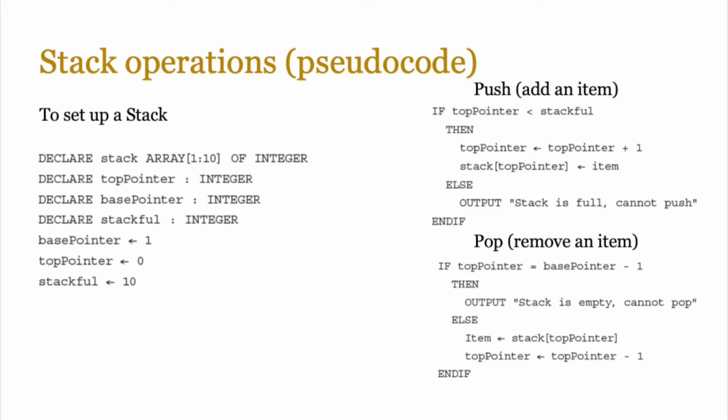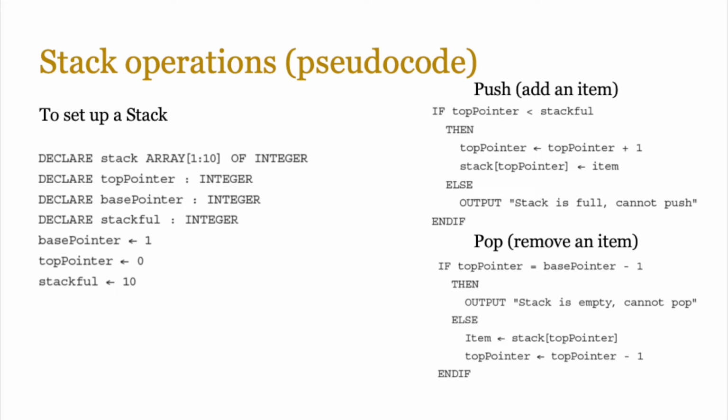To remove an item, the pop operation will do another comparison. In this case, we'll compare the top pointer and check if it's equivalent to the base pointer minus 1. So that basically means it hasn't reached 0. 1 minus 1 is 0. If that's the case, then we output the stack is empty, because if the top pointer has reached 0, that basically means there's no items in the list that you can pop.